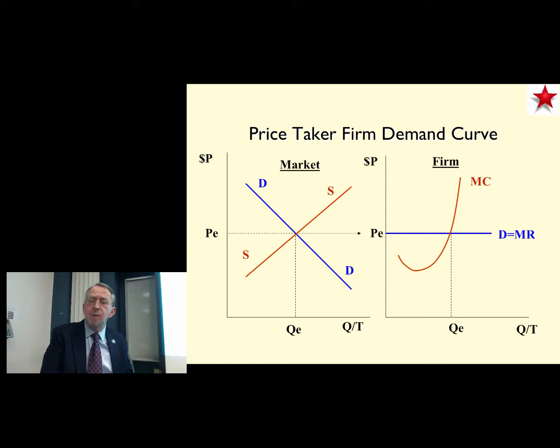Students will sometimes ask me, well, why would you produce that last unit? Because it adds the same to cost that it adds to profit. And the answer is, you're right, it doesn't matter if you produce the last unit.